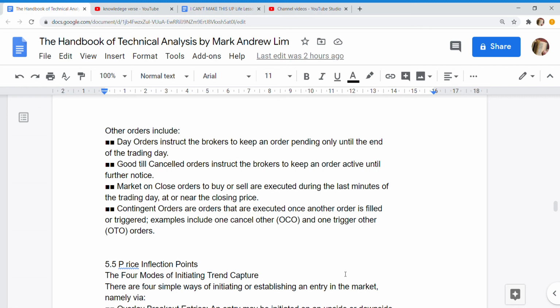Contingent orders are orders that are executed once another order is filled or triggered. Examples include one cancels other (OCO) and one triggers other (OTO) orders.